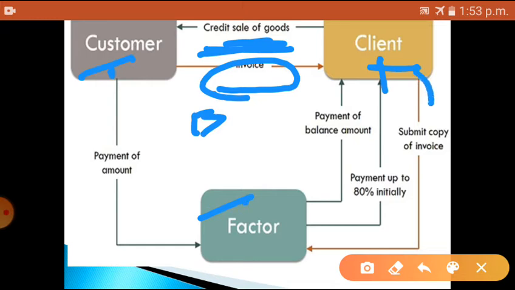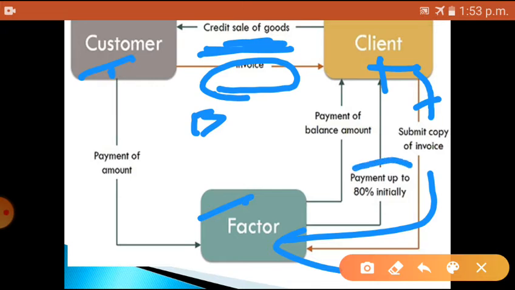The client will submit all those invoice copies or receivables to the factor, saying that this customer is not paying the amount, so collect the amount from the customer and give it to me. He will sell all the copies of invoices or bills to the factor. What happens next? The factor pays 80% of the amount as advance payment to the client.